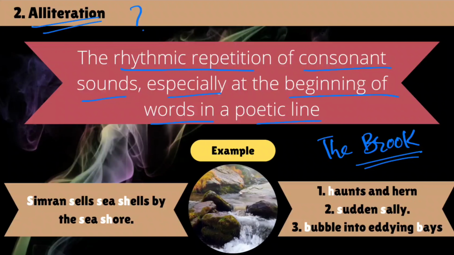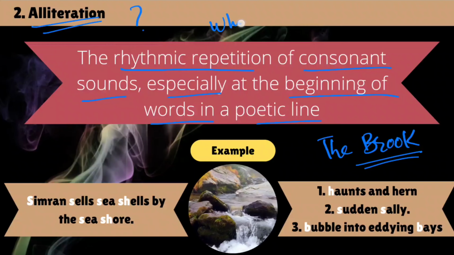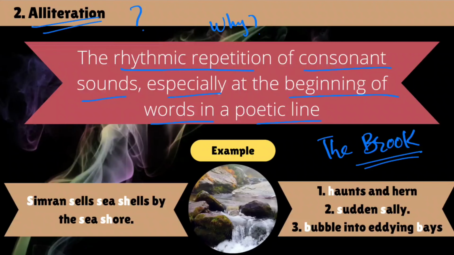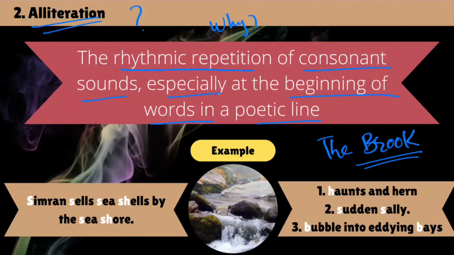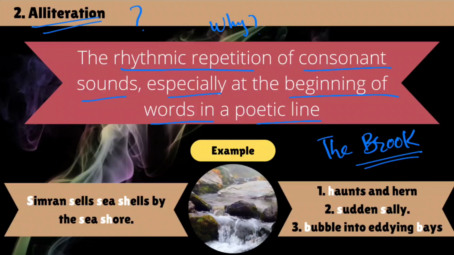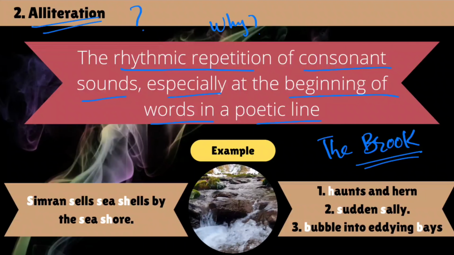Now the question is, why do poets use alliteration? Well, the answer is very simple. They use alliteration in order to make their poetry more engaging, more beautiful, melodious, musical, and powerful. Dear students, before I give you examples from the poem, let me give you an example that will help you to identify whether the poet really has used this device called alliteration in his poem or not.